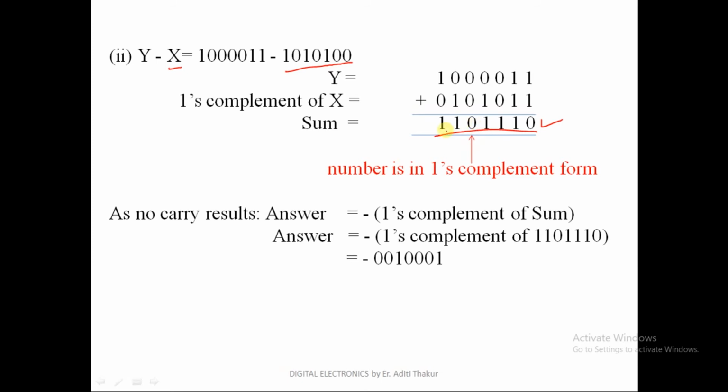So if you find its equivalent binary, what will be your answer? Your leftmost bit is 1, so this is reserved for the negative sign. Now for the rest of the number, we take 1's complement of 1, 0, 1. The 1's complement will be 0, 1, 0, 0, 0, 1. So this is the same as the answer we are getting here. This can also be your answer, but it is in 1's complement.